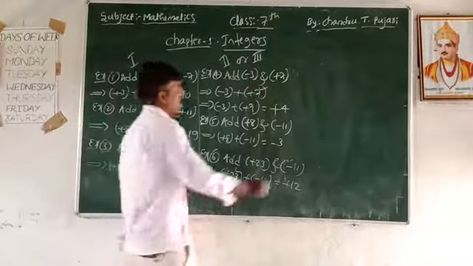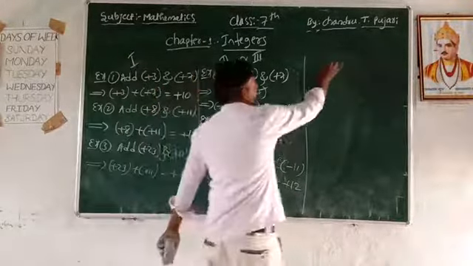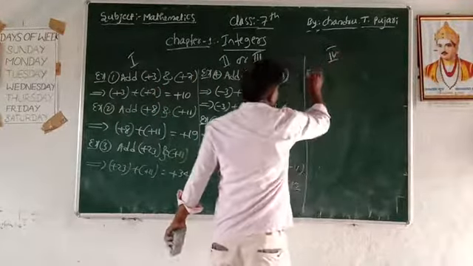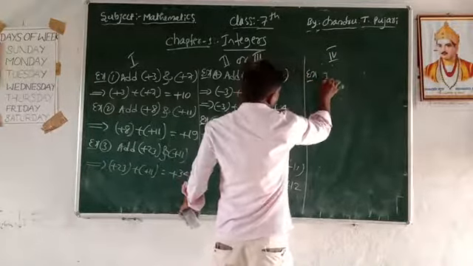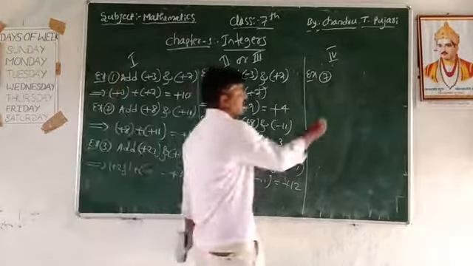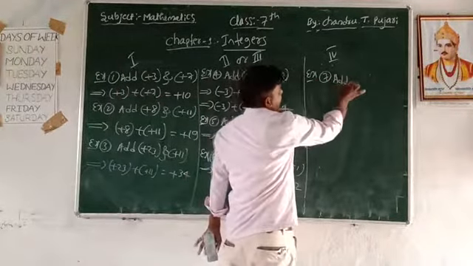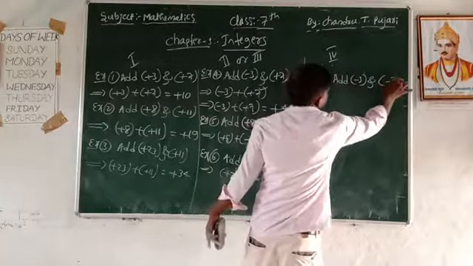The next one is what? The fourth rule. Example number 7. Add minus 3 and minus 7.